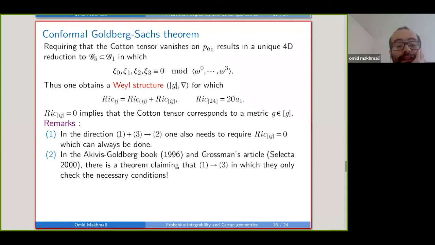There's a book of Akivis and Goldberg on conformal differential geometry, in which they say that having a repeated root of the quartic implies integrability, but they only check the necessary conditions. They don't go through this. And this absolutely need not be the case, because the Cartan tensors are the obstructions. The same sort of argument is repeated in Grossman's article. So I don't think it's true.